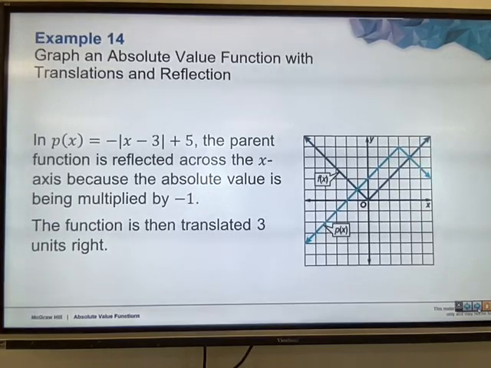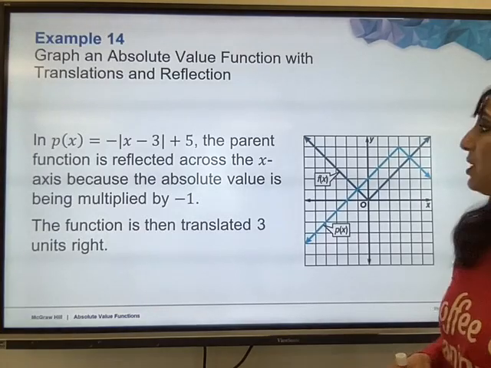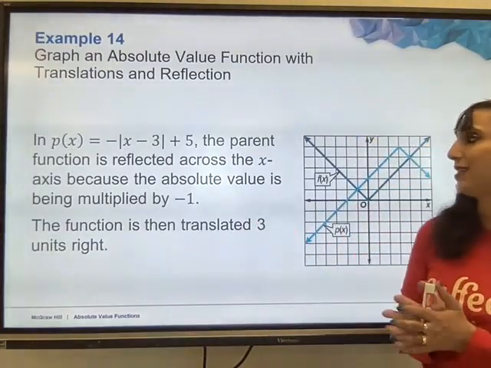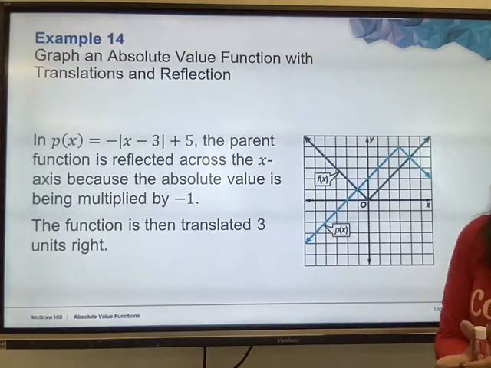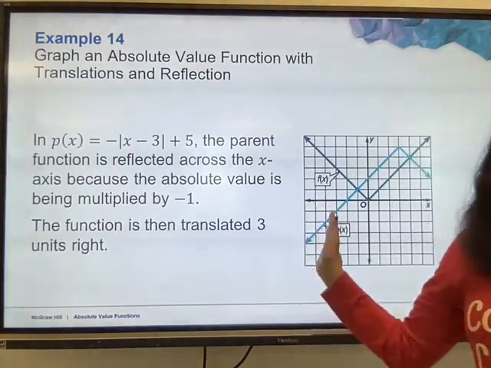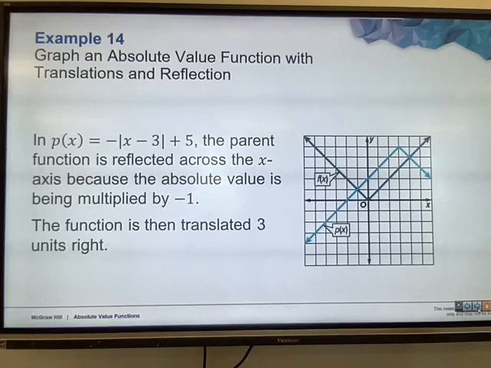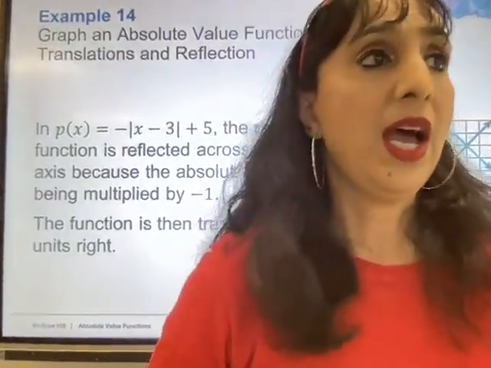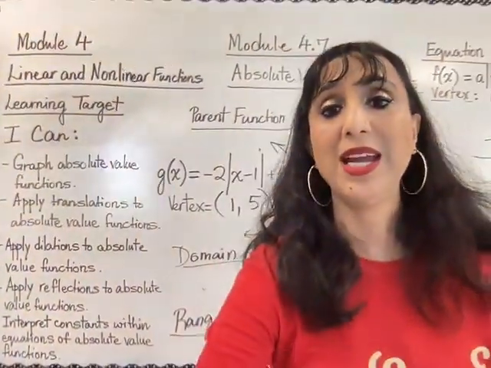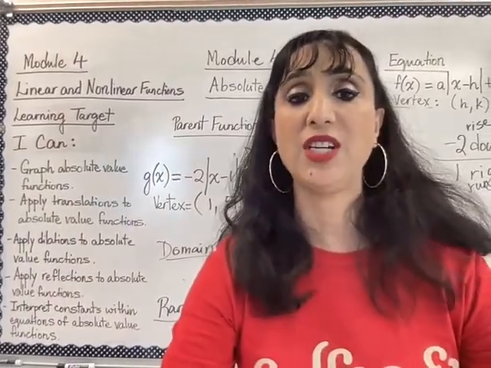And so once again, negative absolute value of x minus 3 plus 5: the parent function is reflected across the x-axis because the absolute value is being multiplied by negative 1, and then the function is translated 3 units to the right. So this is a quick refresher of what we have done, and then of course the function is translated 5 units up. And so yeah, this lesson was pretty intense, but it is a review of everything we have done.